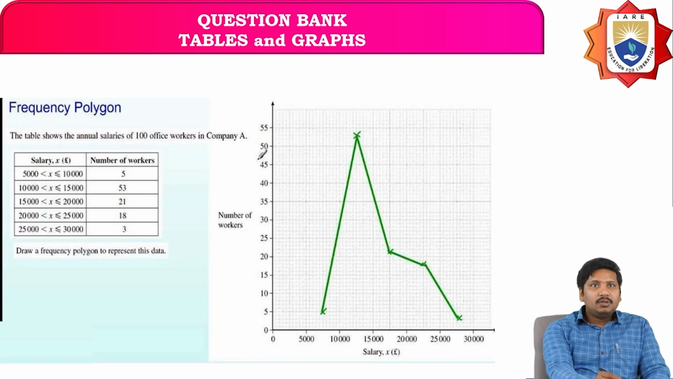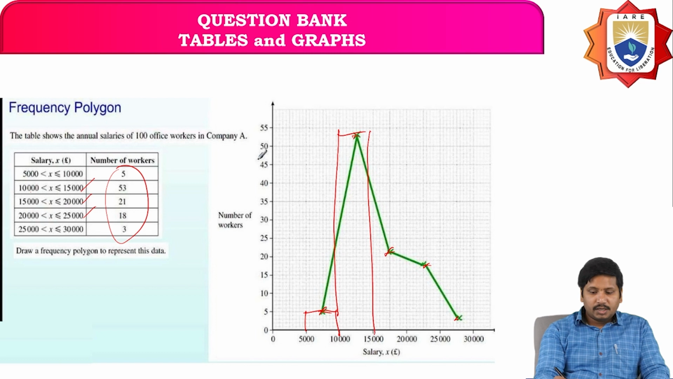So let's take an example. I have salaries between 5,000 and 10,000, 10,000 to 15,000, 15,000 to 20,000, and 20,000 to 25,000. I can identify the number of workers in each range. Once this is constructed, this is the first bar, and this is the second one, third one, fourth one, and the fifth one. If I join all the midpoints of the rectangles and then delete the rectangles, this is the polygon I get.